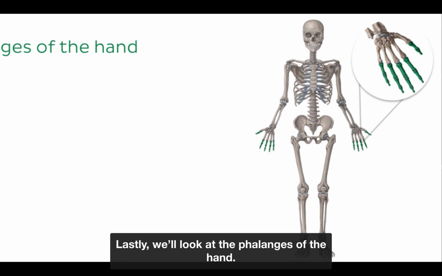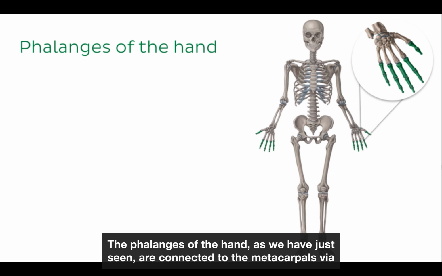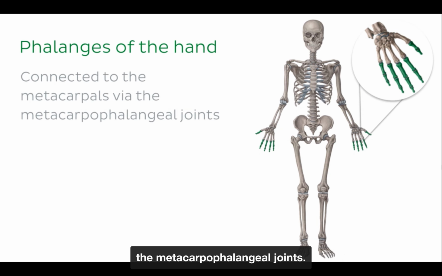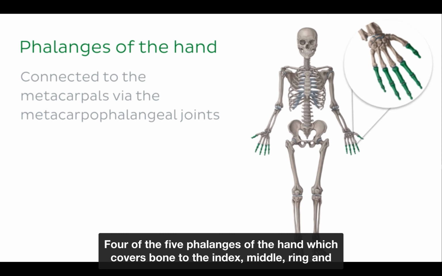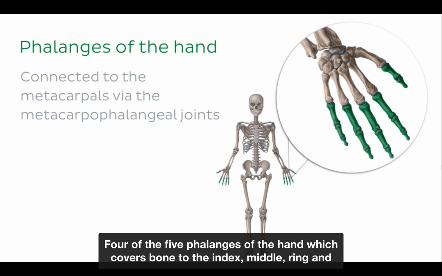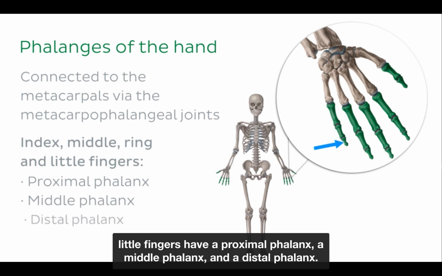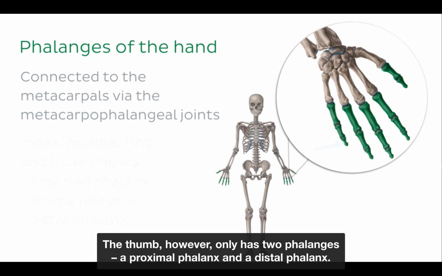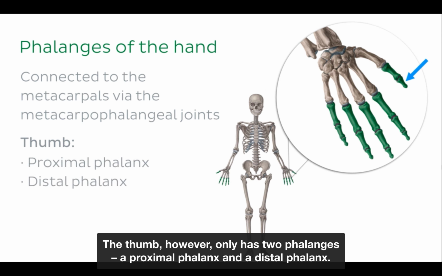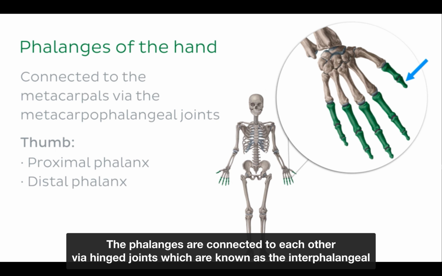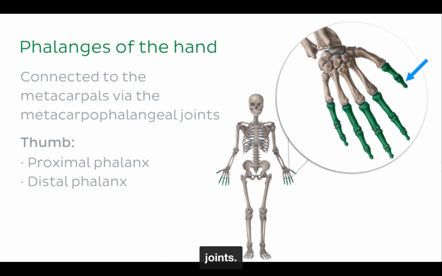Lastly, we'll look at the phalanges of the hand. The phalanges of the hand, as we have just seen, are connected to the metacarpals via the metacarpal phalangeal joints. 4 of the 5 phalanges of the hand, which correspond to the index, middle, ring and little fingers, have a proximal phalanx, a middle phalanx and a distal phalanx. The thumb, however, only has 2 phalanges, a proximal phalanx and a distal phalanx. The phalanges are connected to each other via hinge joints, which are known as the interphalangeal joints.